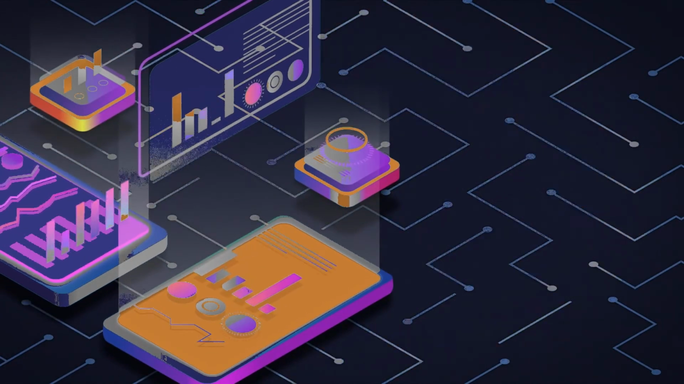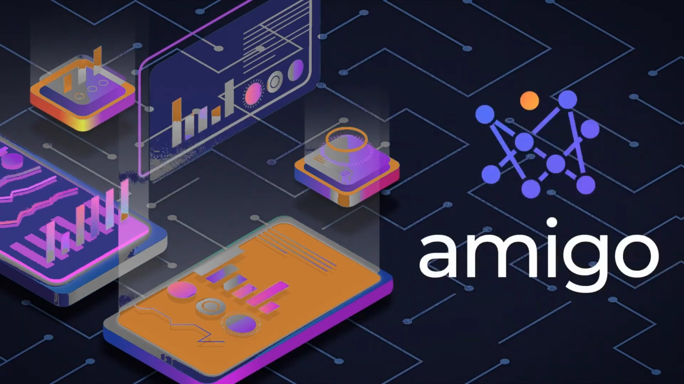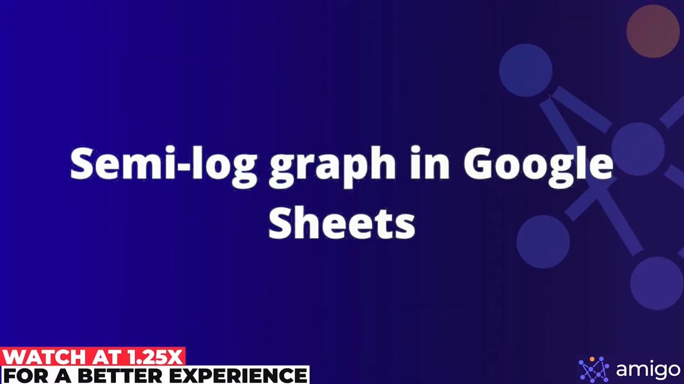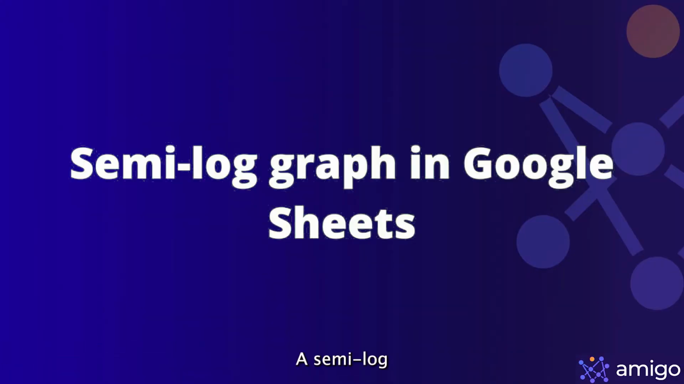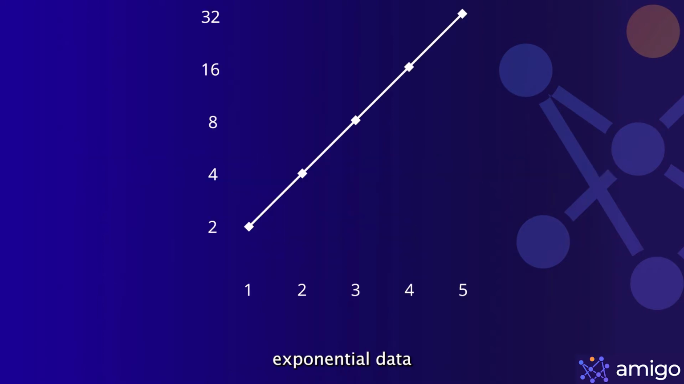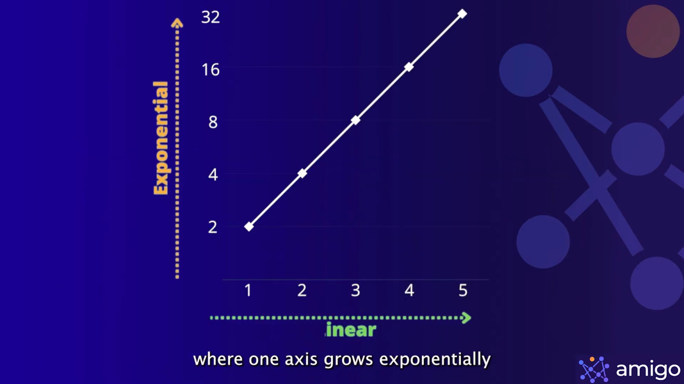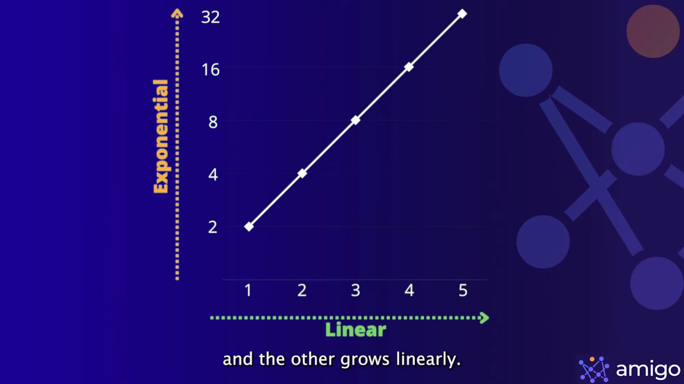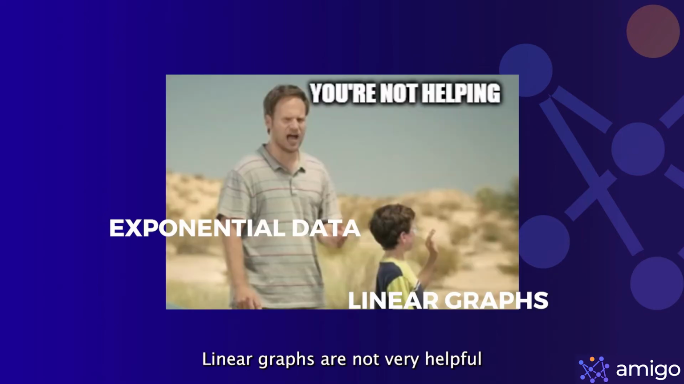Hello guys, in this video, I'll show you how to visualize data using a semi-log graph in Google Sheets. A semi-log graph allows you to visualize exponential data where one axis grows exponentially and the other grows linearly. Linear graphs are not very helpful when we use them with data which grows at an exponential rate.